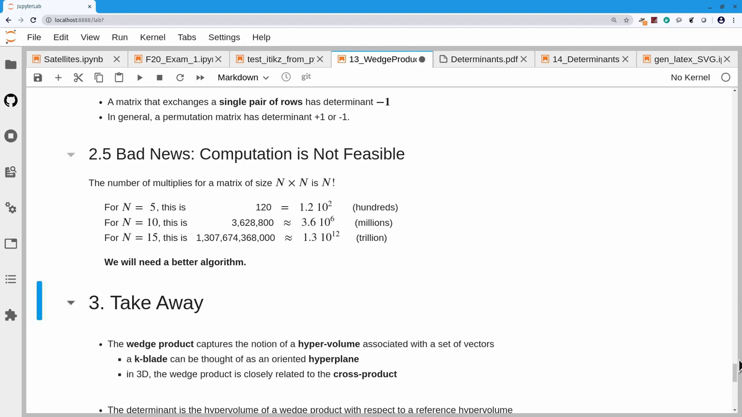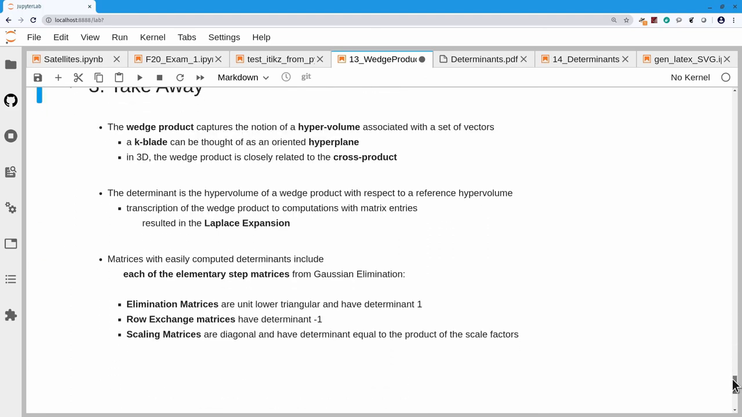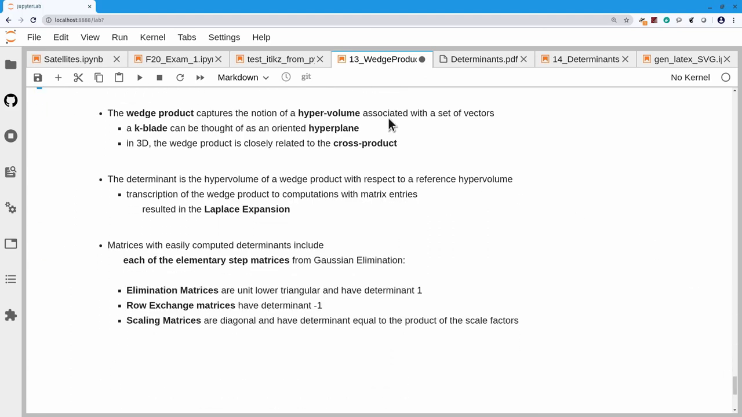Our takeaway then is that we introduced this wedge product, and we defined it in such a way that it captures the notion of computing a hypervolume associated with a set of vectors, that the k-blades that resulted from it, I can think of as oriented hyperplanes. So A wedge B is a plane that contains the vectors A and B. A wedge B wedge C is a 3 space that contains the 3 vectors.